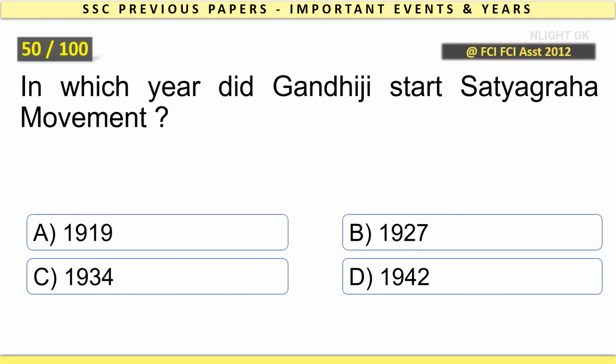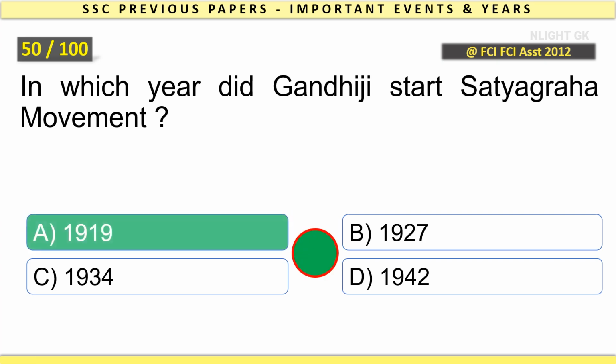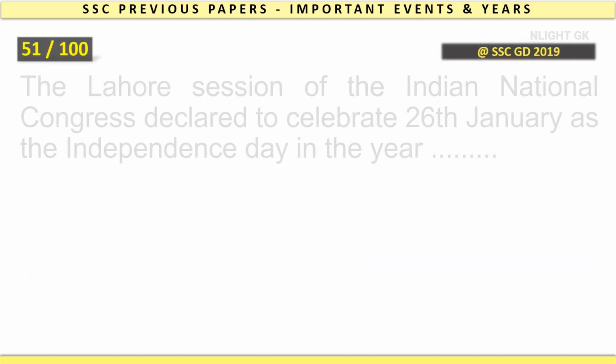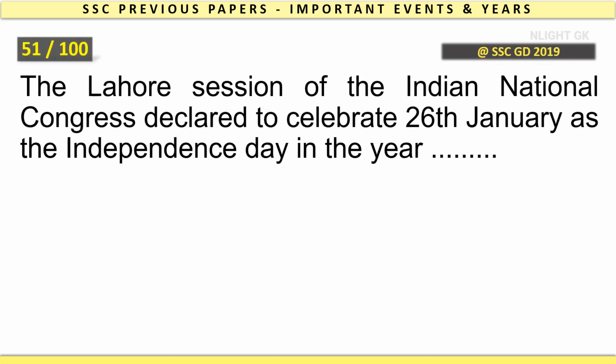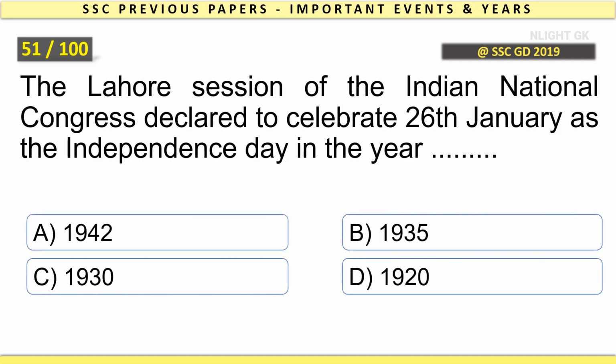In which year did Gandhiji start Satyagraha movement? In 1919. The Lahore session of the Indian National Congress declared to celebrate 26th January as the Independence Day in the year.